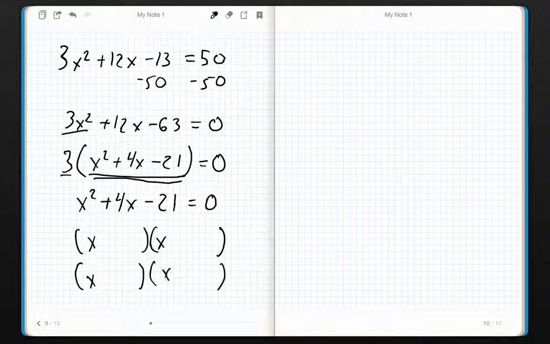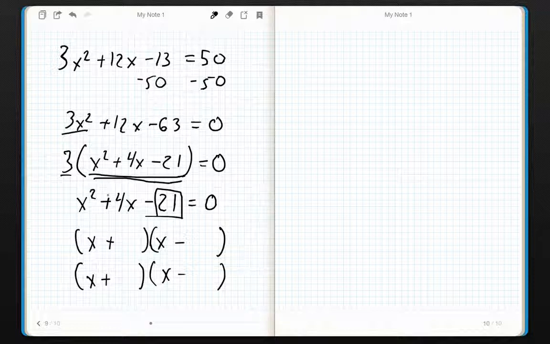Okay. I know that the two signs have to be different because I'm trying to produce a negative 21, so I'm going to have a plus and a minus. And I just always write them plus and minus. You can do minus and plus, it doesn't make any difference. So now I'm looking for a pair of factors of 21 that has a difference of 4. And since 21 minus 1 is 20, the only other choice is 7 and 3. And sure enough, 7 minus 3 is 4.